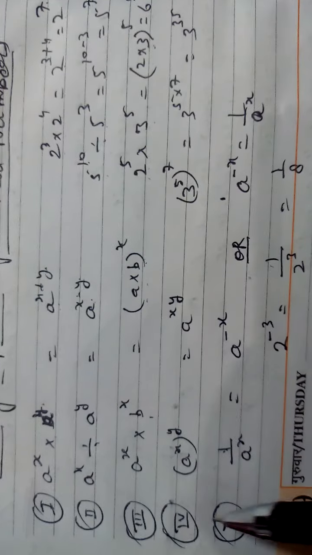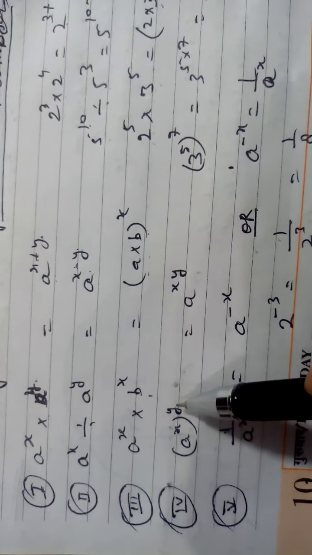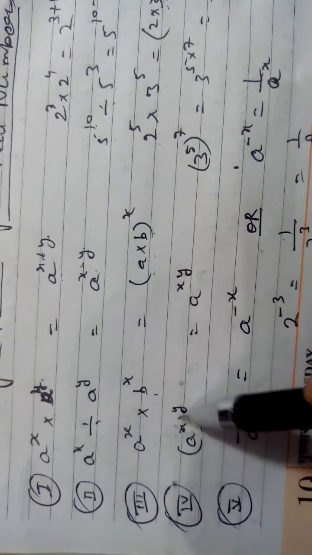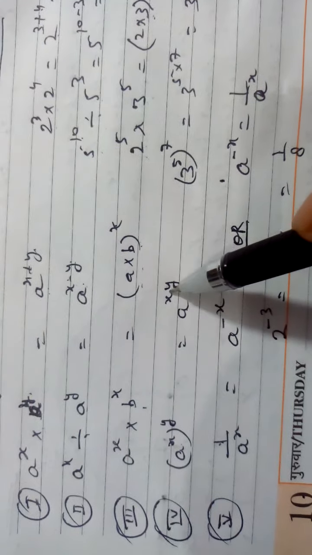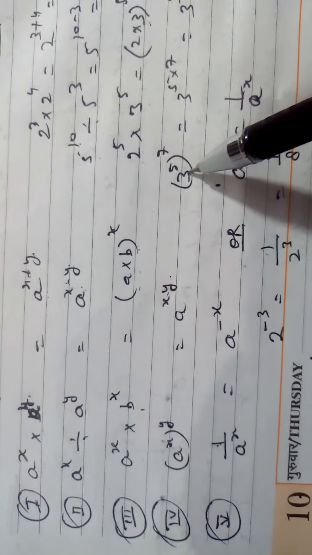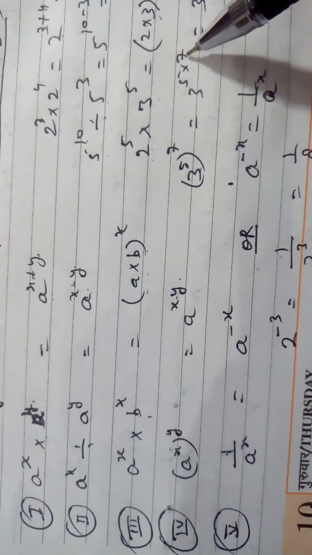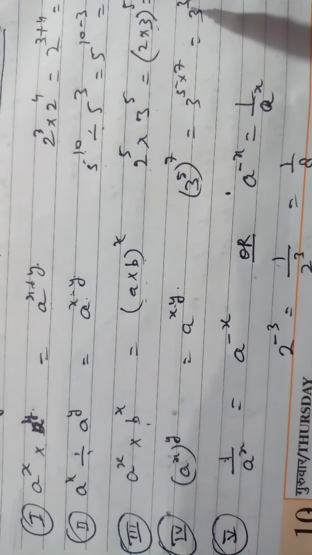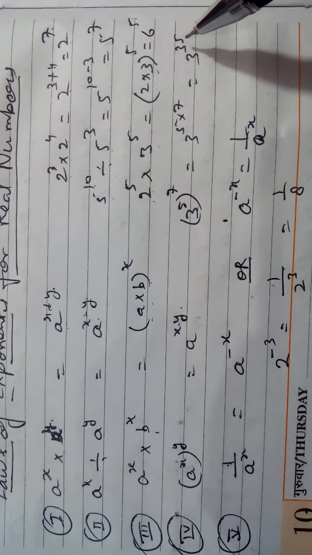Next rule is given: a power x whole power y. When there is a power on a power, then both powers will be multiplied: a power xy. 3 power 5 whole power 7 gives you 3 power 5 into 7. 3 power 5 sevens are 35. You are getting 5 sevens are 35.